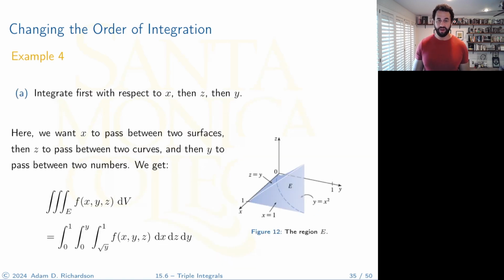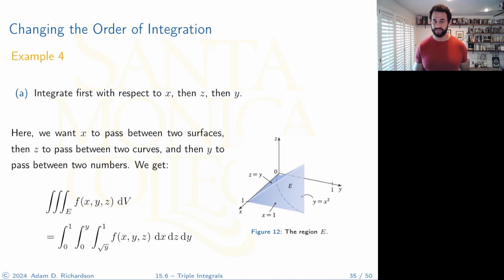Here we go. Part A asked us to integrate with respect to x first, then z, then y. All right. So what we want is we want our variable x to pass between two surfaces. Then we want z to pass between two curves. And then we want y to pass between two numbers. So we get this. Oops, this right here.